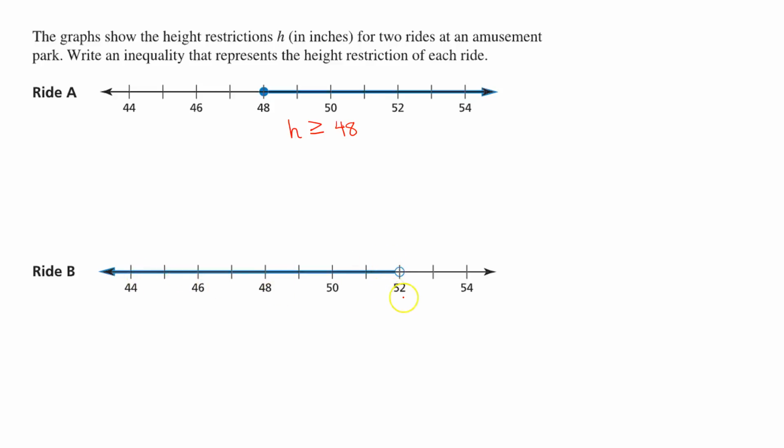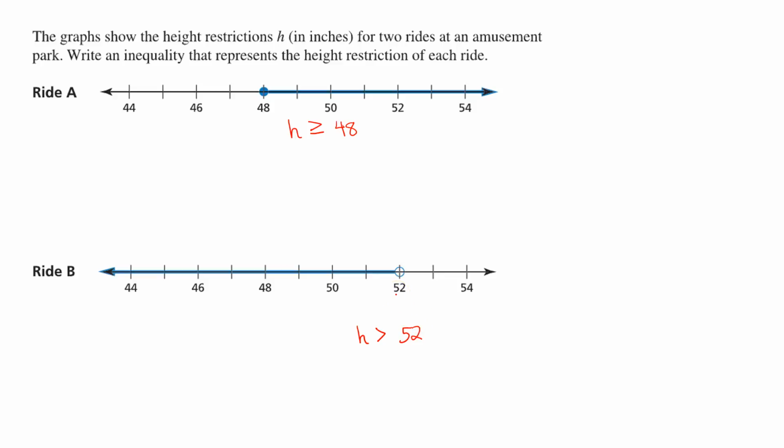How about down here, ride B? 52 and then less. But 52 is not a solution, is it? So 52 is my number, h is my height. It's the numbers that are less than 52. 52 does not count, so I'm not going to put the little equal to sign under it. So your height has to be less than 52, which means this is like a little kid ride. And if you're too big, you're going to break it. So you're not allowed on if you're 52 inches or taller.